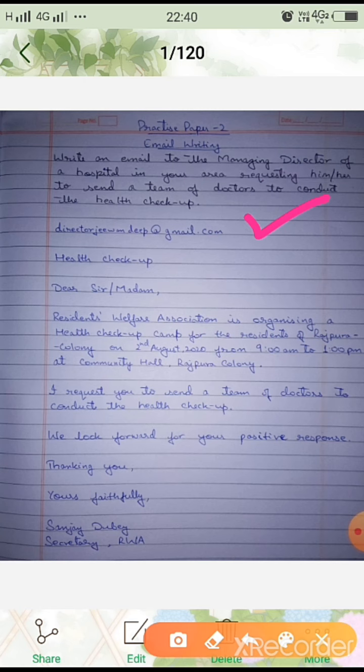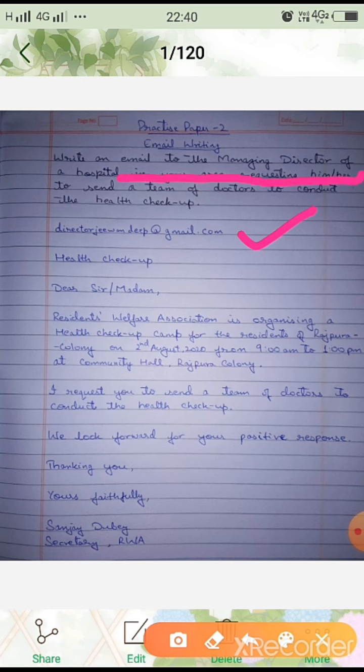Okay, so here you can see what is given, that director jeevandeep@gmail.com, because it is the managing director of a hospital. So I have mentioned here director and Jeevandeep, that is the name of the hospital. Any hospital name you can give here, at gmail.com. Only the receiver's email address you have to write in this, not yours, that is, the sender's email address you have to not mention in this.